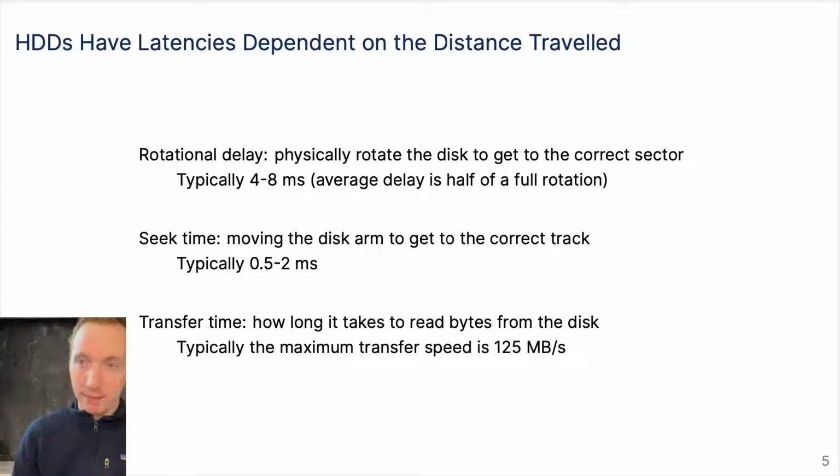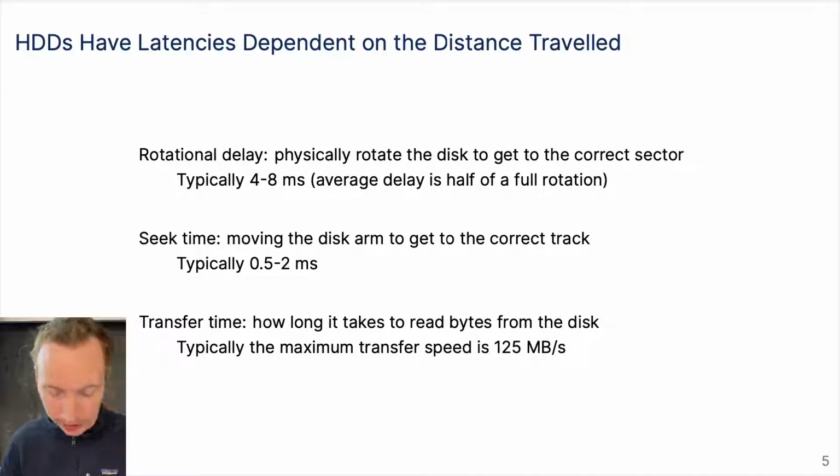And then seek time is moving that head in and out to get to the correct track. Typically, this is a lot faster since it's on a track. It doesn't have to wait for anything to spin. It just moves up and down. So that would be like half a millisecond to 2 milliseconds.